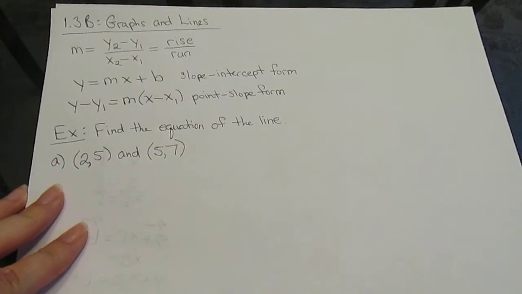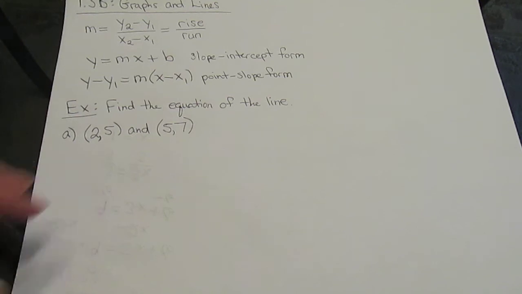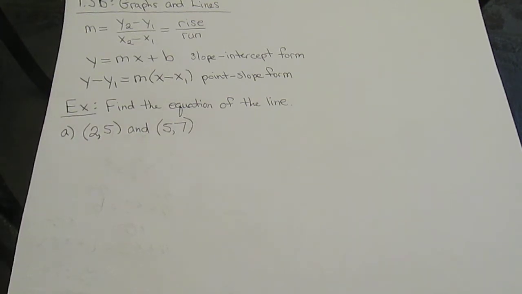Okay, so let's try a few examples. I have the first one written. Find the equation of the line, and they want you to find the equation passing through the points that I give you. So it's passing through (2, 5) and (5, 7).